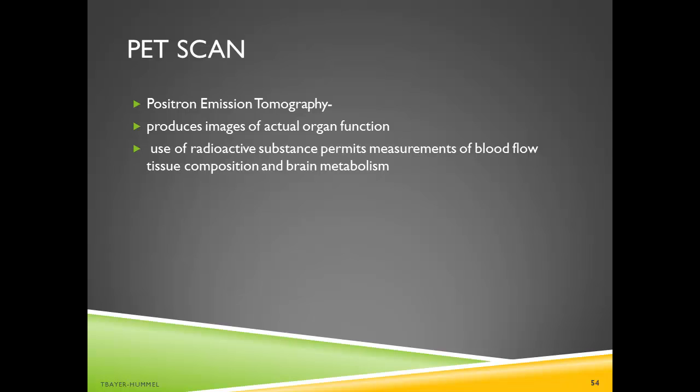Other radiological tests include a PET scan. Positron emission tomography produces images of actual organ function. Use of radioactive substances permits measurements of blood flow, tissue composition, and brain metabolism. Helpful to look for metastasis of cancer or possibly even new cancers.